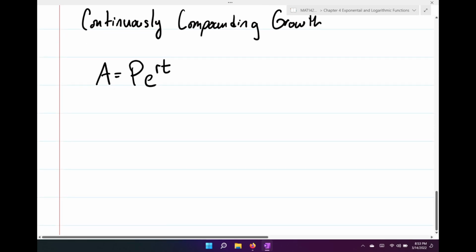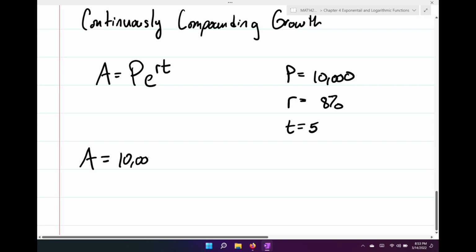So then the question becomes, what if you let P equal 10,000, r equal 8%, t equals 5 years, and you let your money continuously compound? How much money would you have at the end? Well, this would just be A equals 10,000 e to the 0.08 times 5, and you should get a total of $14,918.25.